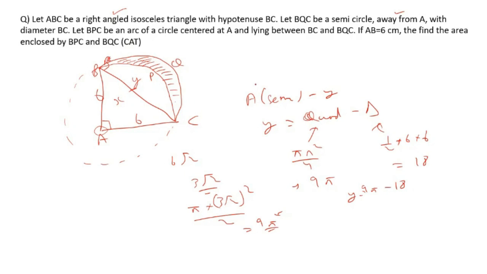So basically the required area is this. So which is 9 pi minus 9 pi minus 18, which is 18. That's it. So nothing too fancy, just direct. Basically in this question, the only catch is to draw the diagram from a written problem.